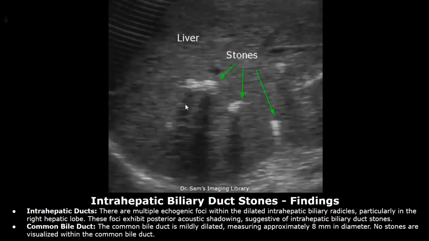Intrahepatic ducts. There are multiple echogenic foci within the dilated intrahepatic biliary radicals, particularly in the right hepatic lobe. These foci exhibit posterior acoustic shadowing, suggestive of intrahepatic biliary duct stones. The common bile duct is mildly dilated, measuring approximately 8 mm in diameter. No stones are visualized within the common bile duct.